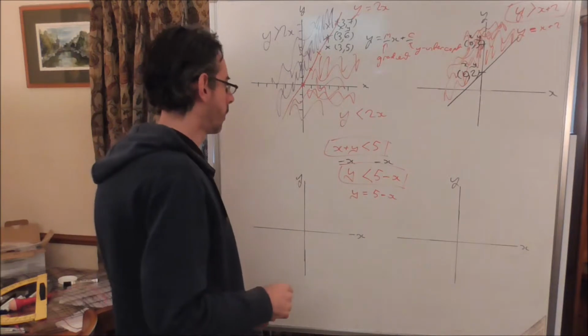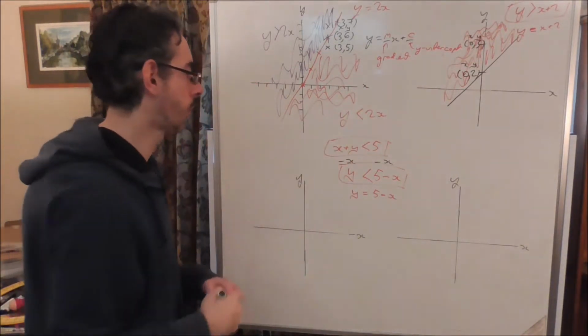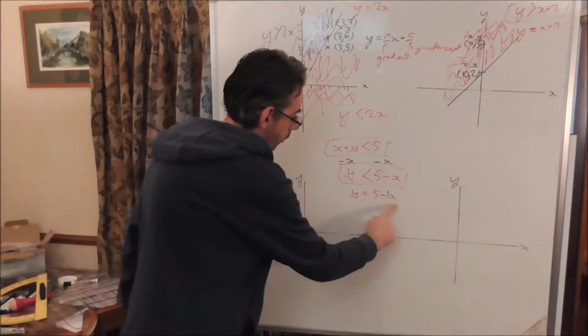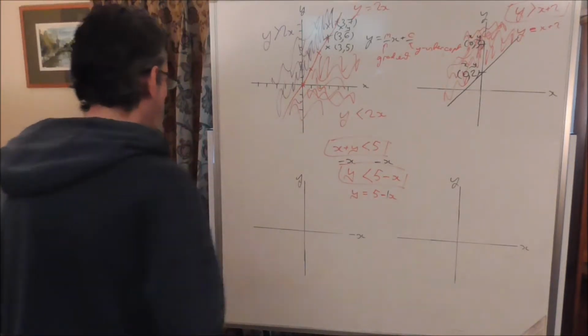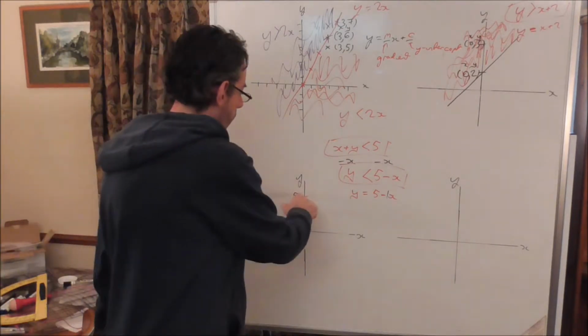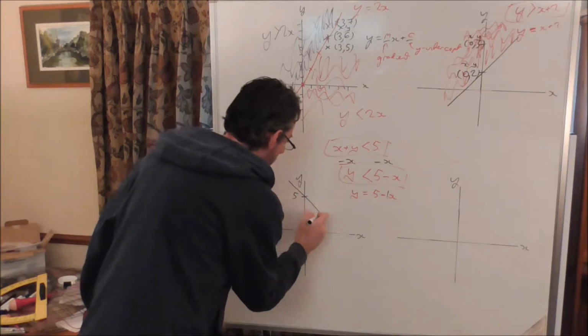Right, so what does that line look like? Well, it is in that form. I mean, the x term's at the end, but it is in that form. You can think of it as y equals 5 minus 1x. So the gradient is minus 1, and the y-intercept is 5. So y-intercept is 5, let's use that as a starting point. And a gradient of minus 1 just means it goes right 1, down 1, right 1, down 1, right 1, down 1. So it's going to look like that.